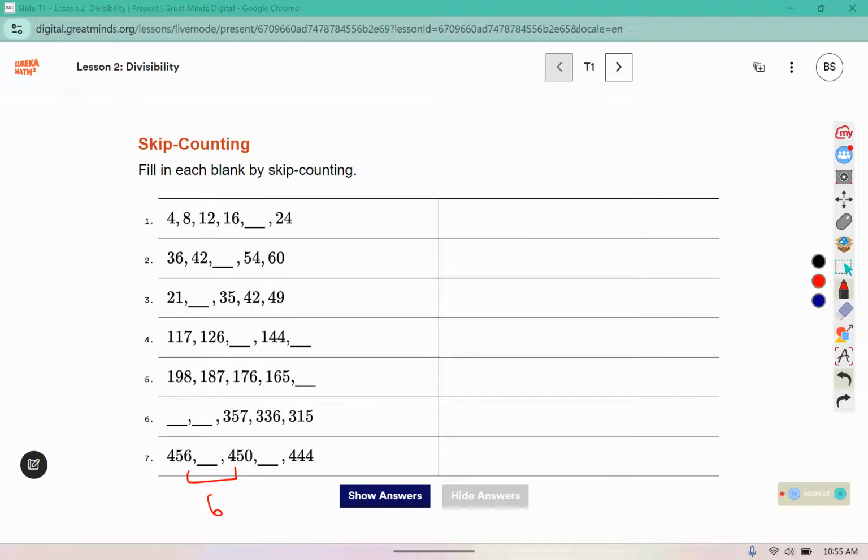So I need to go in the middle. It's counting down. 456, 450, 444. So I need to go in the middle of 456 and 450, and we're counting down. That would be a change of 3. So 453. Then I'm going to change by 3 again to get to this one. If I go down 3, that puts me at 447.